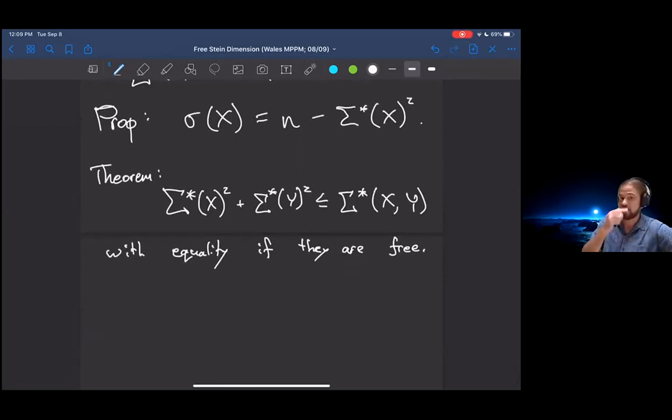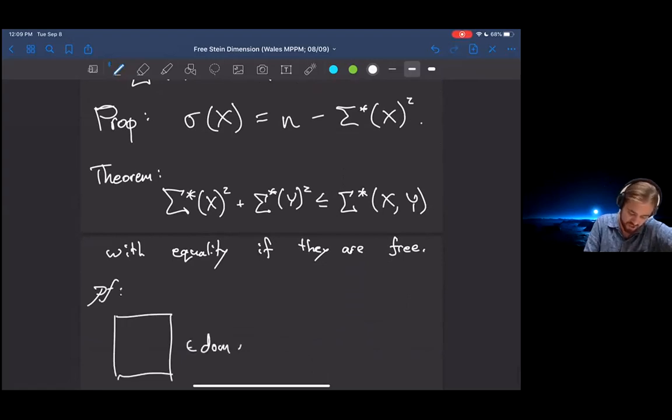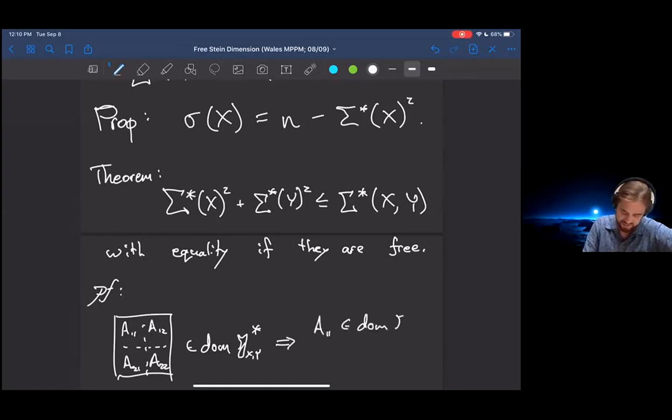Okay. And the idea behind this one is you want to understand what the domain of the free Jacobian looks like. And just to sketch a picture of the proof, if I start with some matrix that is in the domain of the joint Jacobian of x and y, adjoint, which perhaps has entries A11, A12, A21, and A22, then the corners of this matrix are going to be in the domains of the respective free Jacobians.